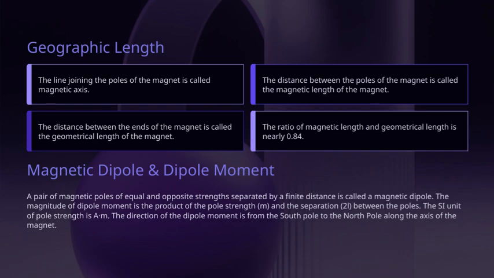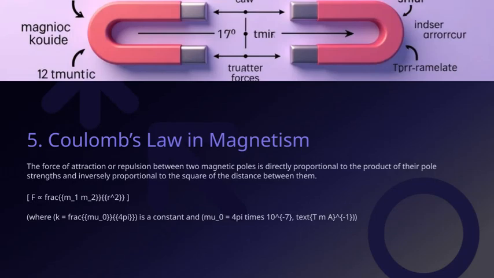Now, the magnetic axis is the line joining these poles, and it's important because it indicates the direction of the magnetic field. Moving on, the geometrical length of the magnet is simply the straight line distance between its ends. And finally, the term geographic length relates to the overall length, but in the context of magnets, the key concepts are the magnetic length and the physical length, which helps us understand the magnetic properties and behavior of the magnet in various applications. Let's take a closer look at the force between magnetic poles. The constant K here is given by the ratio of μ0 over 4π, where μ0 is 4π times 10 to the minus 7 Tesla meter per ampere.